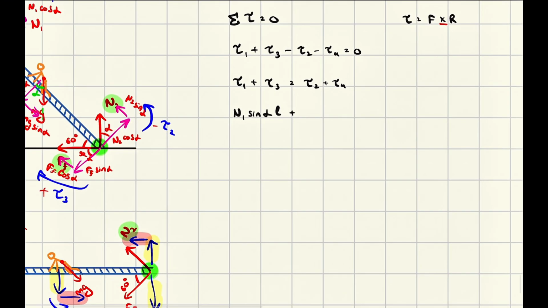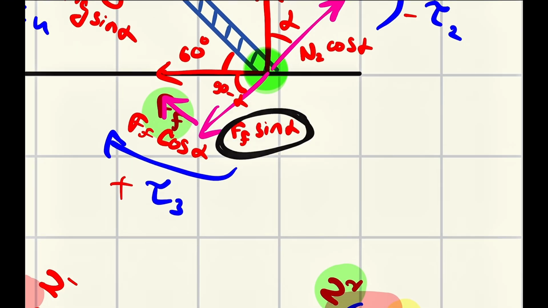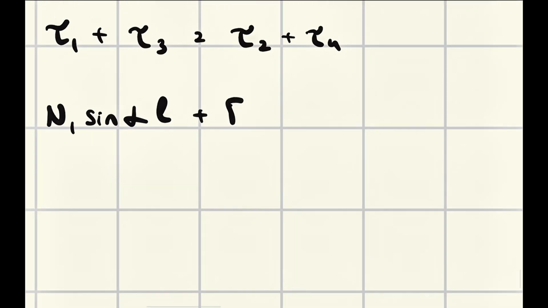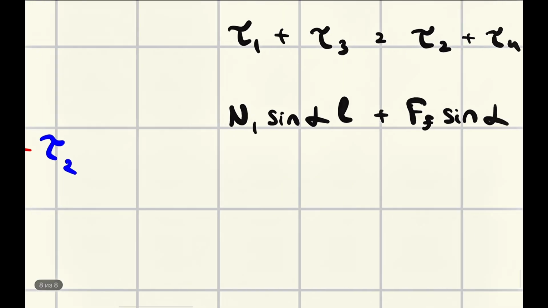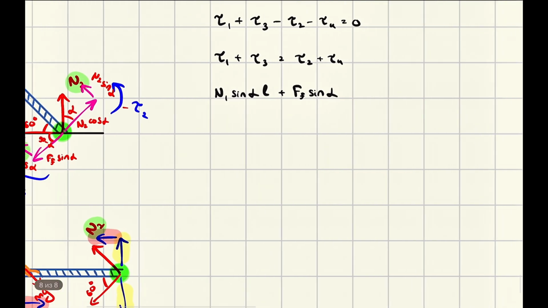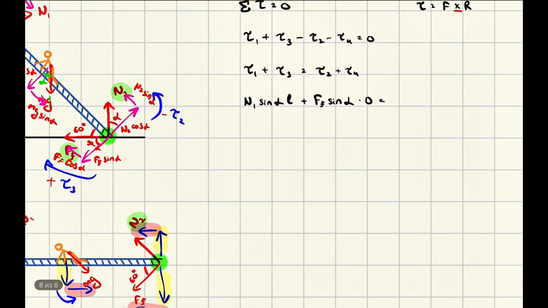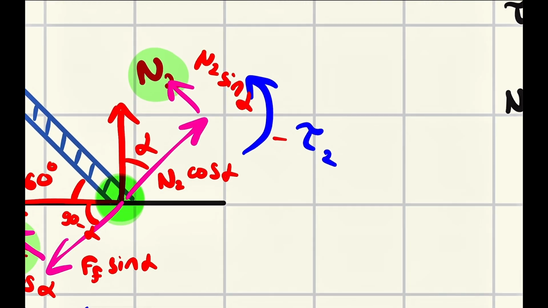Yeah, this is pretty good. What about torque 3? It is here, torque 3. It is this thing, friction force sine alpha. Let me write here, friction force sine alpha. But the problem is, it is just 0 radius from the pivot, which means that we can just multiply it by 0. Torque 2 would be what? Torque 2 is here. This is N2 cosine alpha.